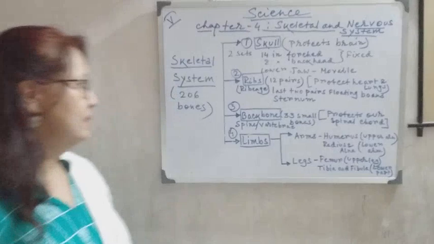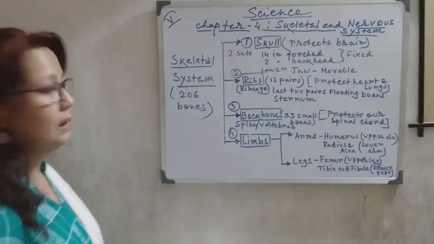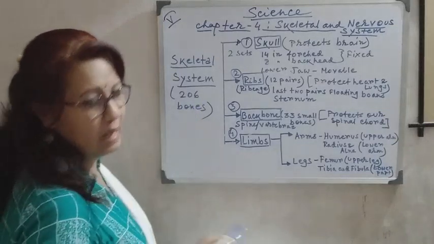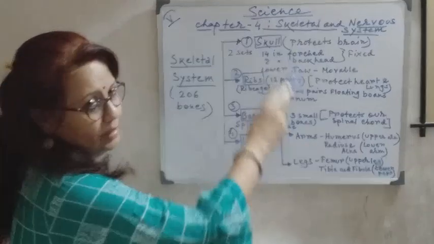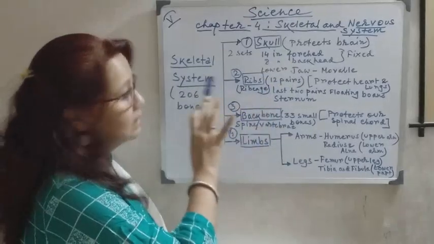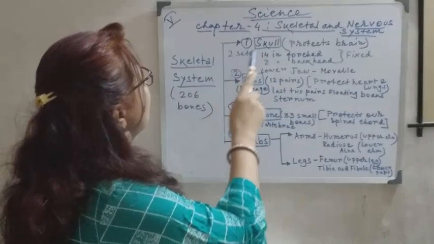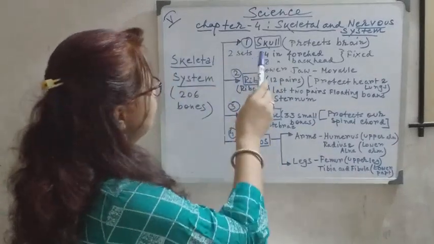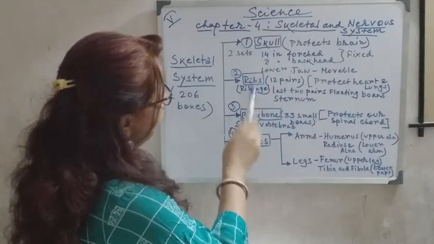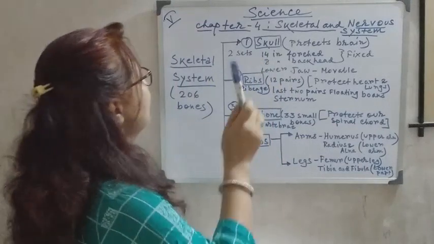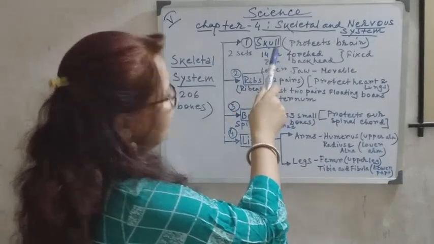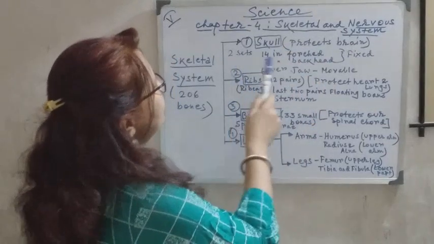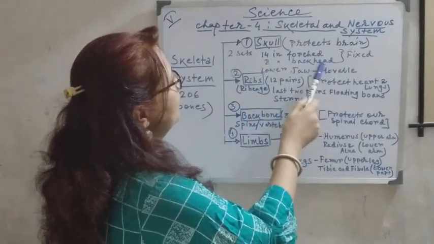The skeletal system, we learned in our previous class, consists of 206 bones. I'm telling you again, look at the chart and it is clear to you, I think. There are different parts of the skeletal system: number 1 skull, number 2 ribs, number 3 backbone, and limbs. The function of the skull is that it protects our brain. There are 2 sets, 14 in the forehead and 8 in the back.